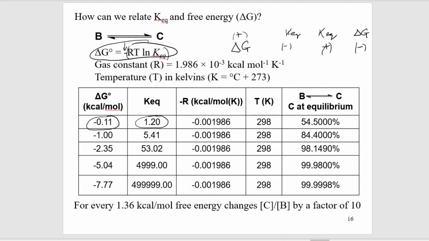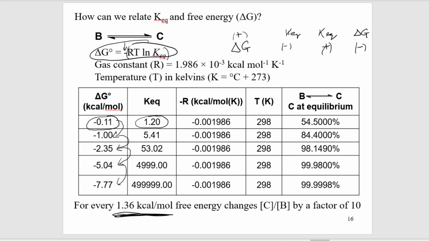But notice that for every 1.36 kilocalories per mole of free energy, so we're bumping this up, not very much. I'm not bumping up the energy very much. But look what happens to the KEQ, the equilibrium constant. Because of the relationship in Gibbs free energy between delta G and K, not just with the plus and minus, but because of the natural log, we see a massive jump in the number of the KEQ.